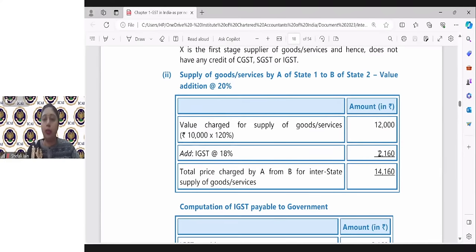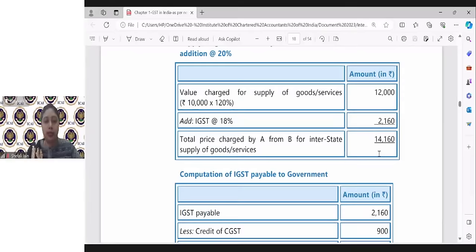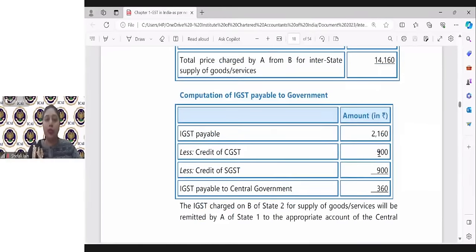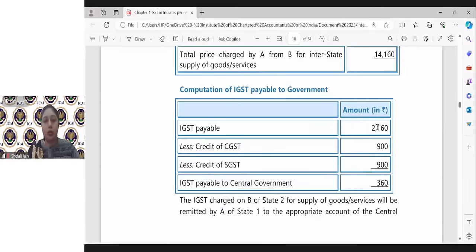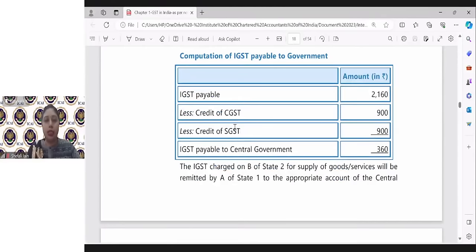So you see the total amount of tax becomes the same as it was in the earlier example, because IGST is the sum of CGST plus SGST. But this nomenclature IGST itself makes a lot of difference. Let's see how it makes the difference. First of all, we'll see how this IGST has been paid by A to government. Total IGST payable was 2160. It had a credit of CGST and SGST. It utilized that credit and the net amount was 360. This also must be clear to all of you.